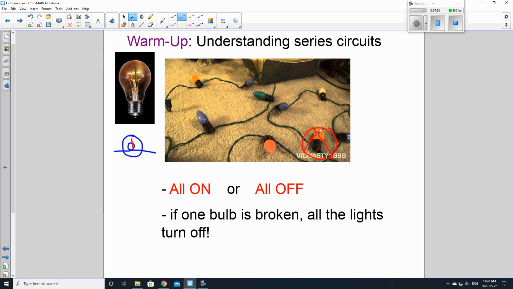If this one was the problem, acting like an open switch because the filament was broken, that means that this was the open part right here. If I put in the new one, then my circuit would become complete because now my wires are all okay and they're all touching each other. Then my light bulbs would all turn on again. I hope you understand this idea. These light bulbs would either be all on or all off. If one light bulb is broken, all the lights turn off. So this was a really big problem.